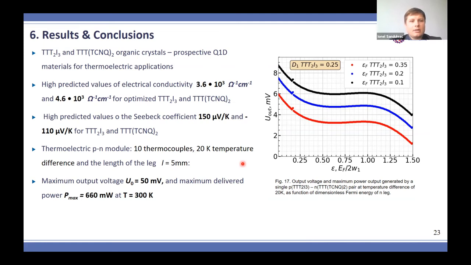So here you can see the conclusions. I will not read the whole slide, but I want to mention that from a single PN pair of such materials, we can obtain high values of power factor even for non-optimized crystals, namely stoichiometric synthesized crystals. And this is directly related to the coexistence of two electron-phonon interaction mechanisms in such materials.